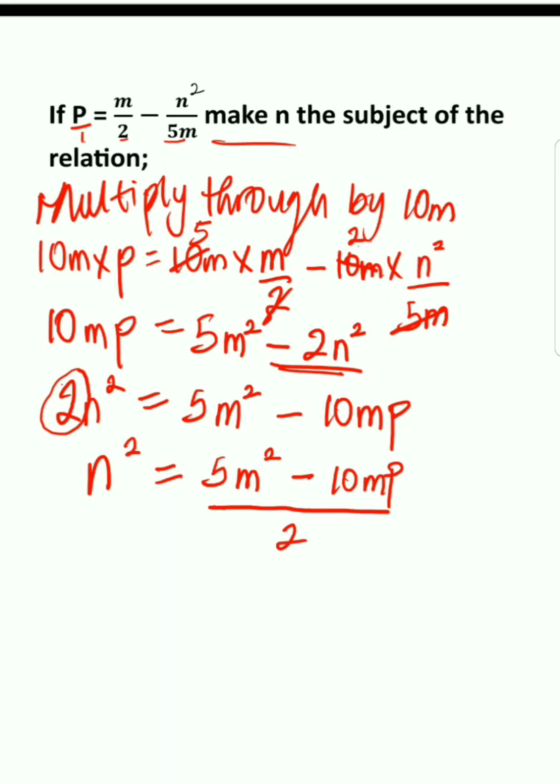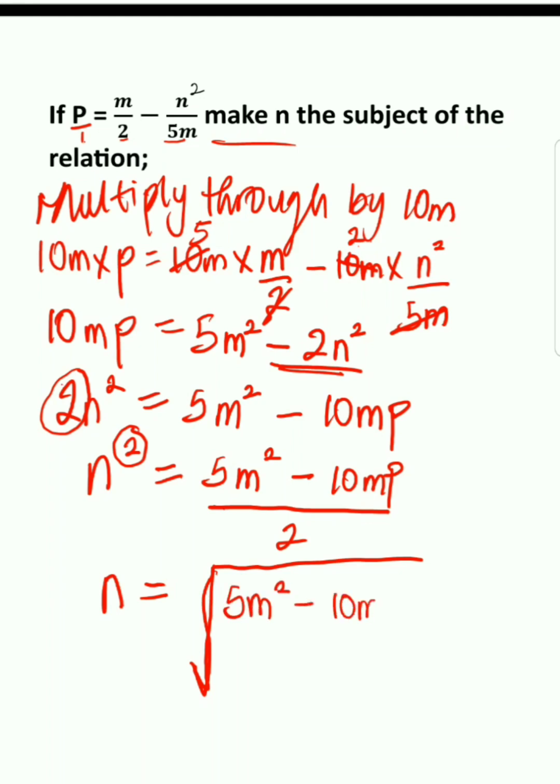And so we want to make n the subject, but what we have here is n squared. What do we do to take out the square? To take out the square on one side of an equation, you find the square root of everything you have on the other side. So n equals the square root of (5m squared minus 10mp) divided by 2. And so with this, we've made n the subject.